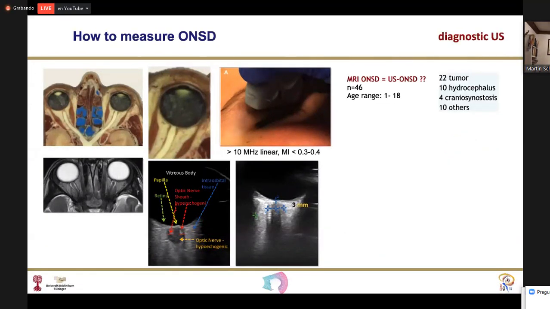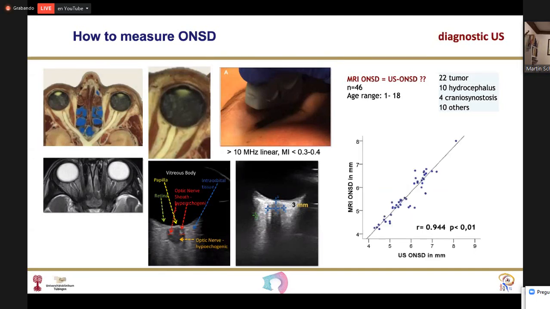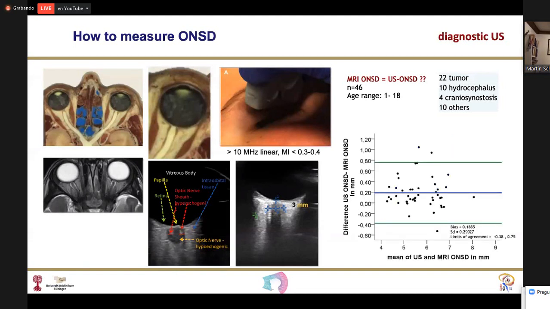We investigated this in 46 pairs of patients where we had the ONSD from the MRI and the ultrasound, and you see it's fairly similar. If you look at it, it correlates extremely well, ultrasound and MRI, but correlation does not mean that you actually measure the same. So if you do a Bland-Altman plot, you see the bias is very low.